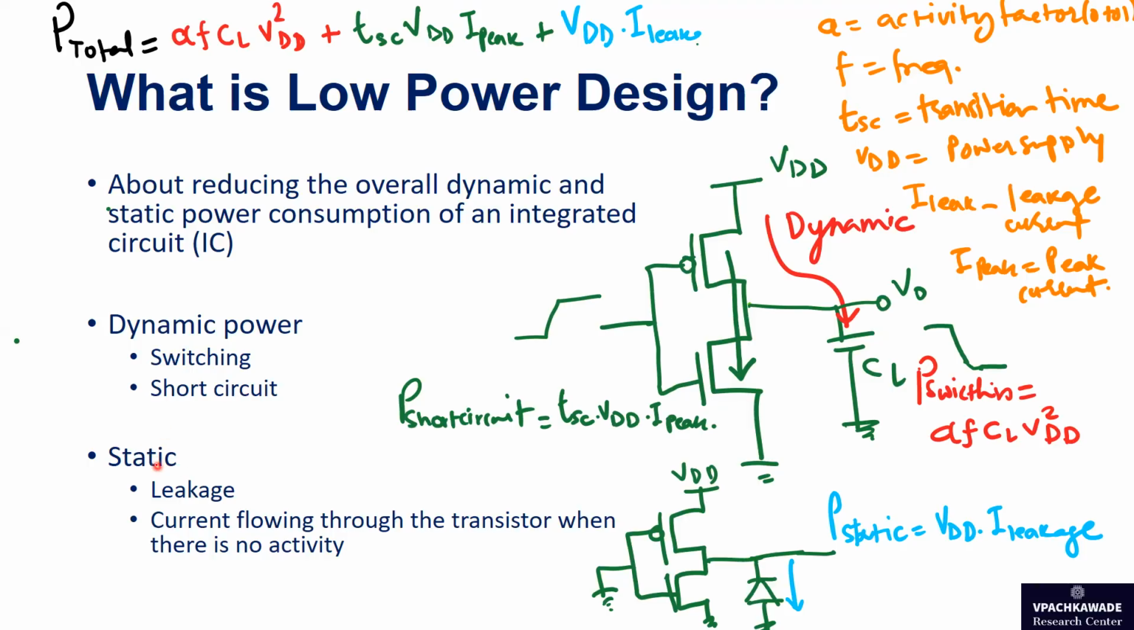In the static power category, the power consumption comes from leakage. Even when your circuit is shut off or is not doing any activity, there is likelihood the current is flowing through the devices, and that is called leakage, which gives rise to static power. The second component is the current flowing through the transistor when there is no activity, as I said. So let us understand all these components of low power design and how the trade-off can be done to minimize the overall power consumption.